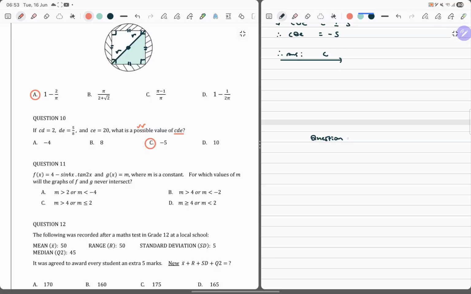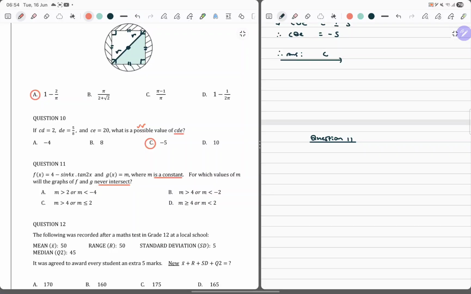Of simultaneous equations. Question 11 says, if f of x is equal to 4 minus sine 4x times tan 2x, and g of x is equal to m, where m is a constant. For which values of m will the graphs of f and g never intersect, meaning non-real roots?